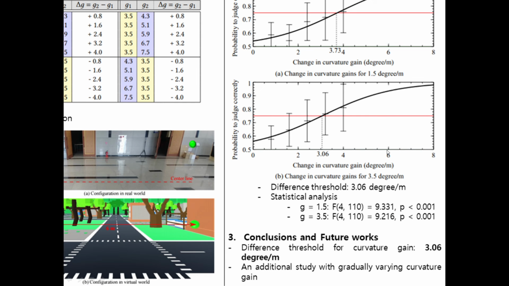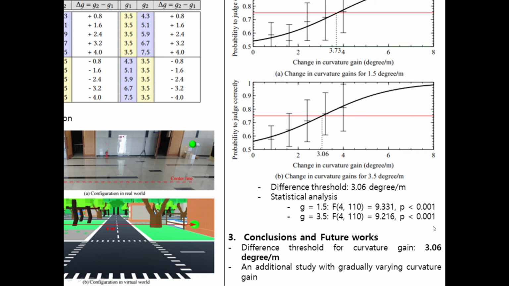Next, statistical analysis was performed to check whether the change in probability to judge correctly according to the variation in curvature gain represents a significant difference. As a result, it could be confirmed that they showed a statistically significant difference from each other.